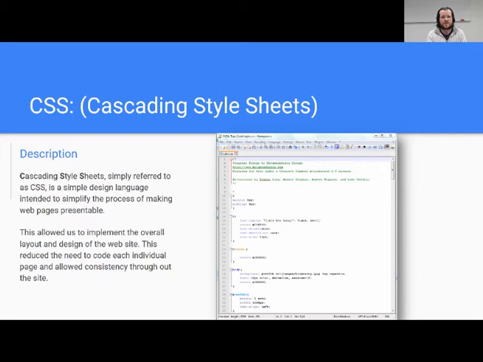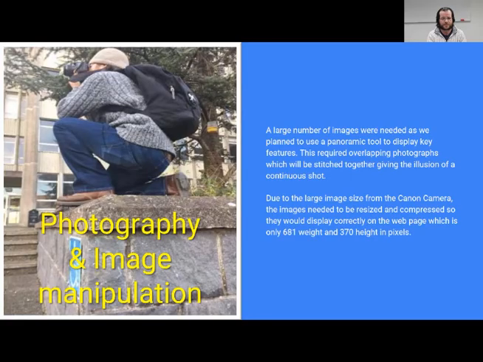Then we used CSS, which is known as cascading style sheets. This is the structure, how it looks. You use this code to present everything in a uniform shape, so therefore every page is similar or the same. This means less work and less coding for individual pages.